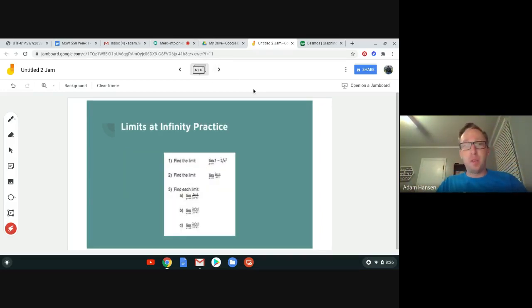Okay, so let's go ahead and find each of these limits here on this tab. What's the limit as x approaches infinity of 5 minus 2 over x squared?